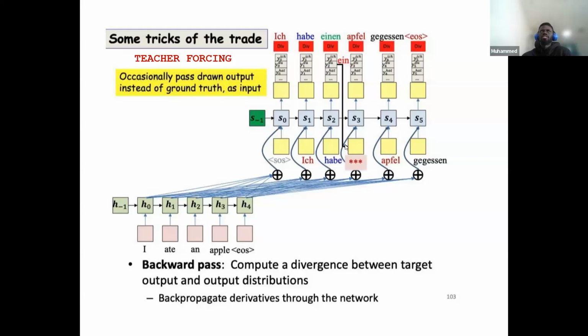So how do we tackle this? Remember, during training, we have ground truth labels. So instead of passing this, which the model thinks is correct, we pass the correct one. So we force the model. The teacher is forcing the model to do the right thing. Oh, that's really good.